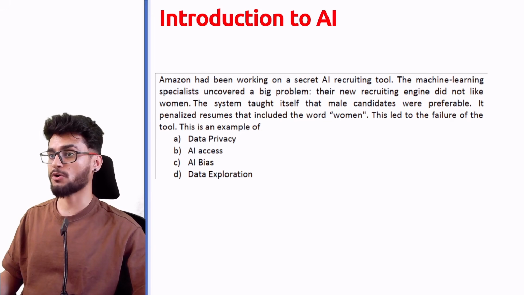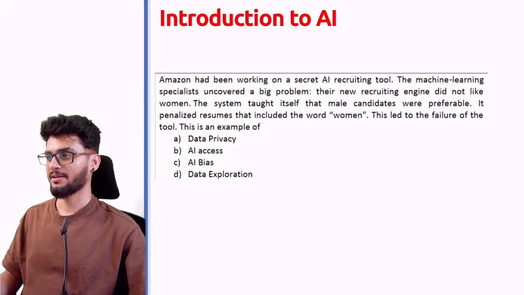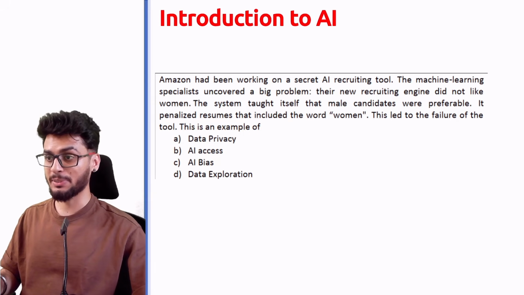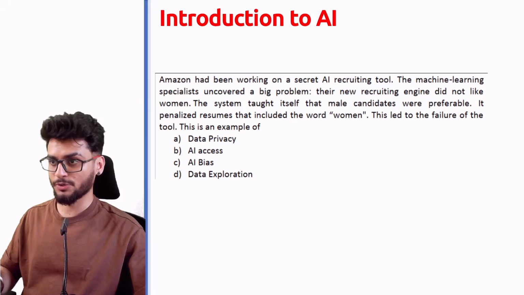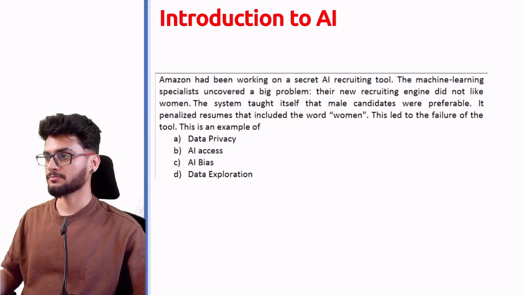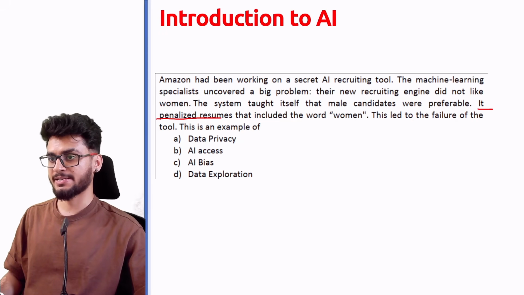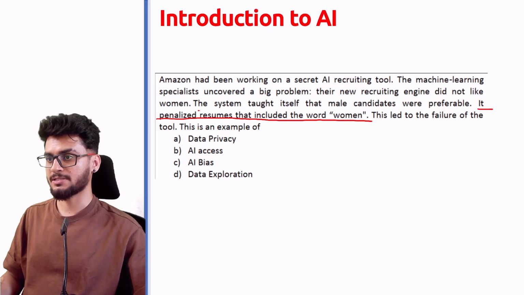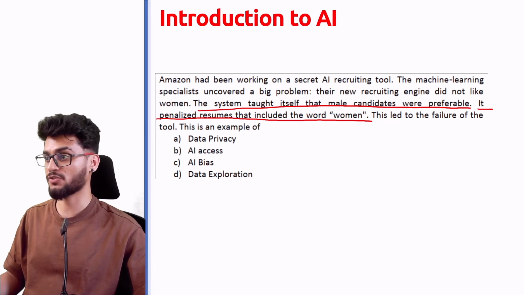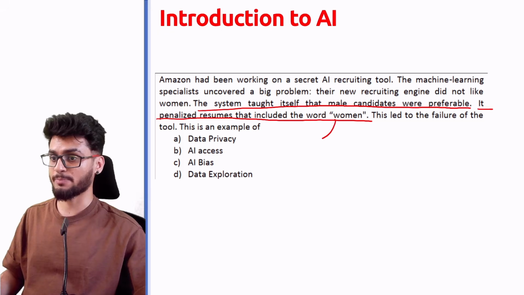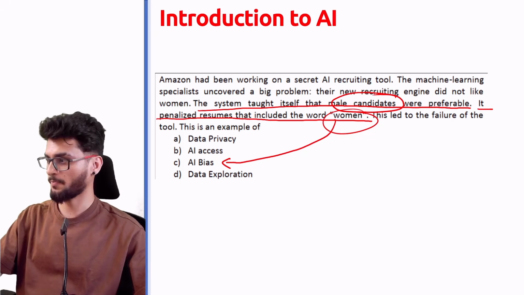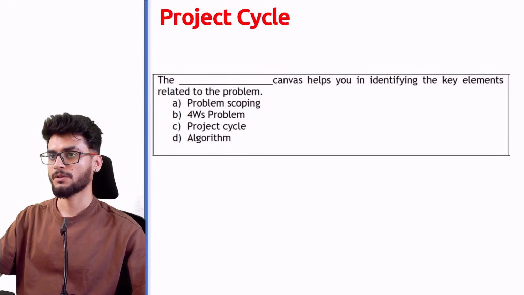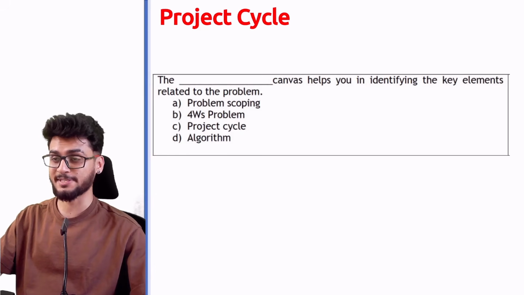Amazon had been working on a secret AI recruiting tool. Okay. So I'll again read between the lines. Please feel free to pause the video and read the question on your own. It penalized resumes that included the word women. The system taught itself that male candidates were preferable. So this is an example of AI bias in which male candidates are preferred and not women candidates. So we are done with introduction to AI. That was a lot of MCQs.